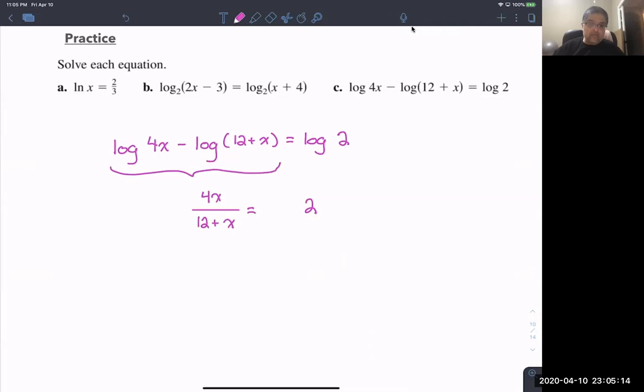Now, remember, how do we solve this? We can cross multiply and get 4x equals 2 times 12 plus x. Remember, you can write any whole number as a fraction by putting it over 1. You cross multiply. Now it's a matter of just solving. 4x equals 24 plus 2x. Subtract 2x from both sides. 2x equals 12.